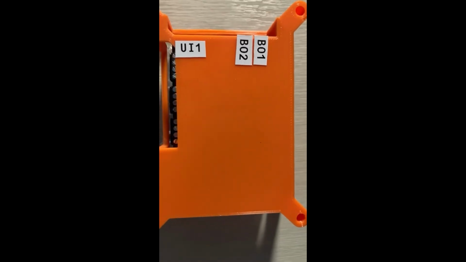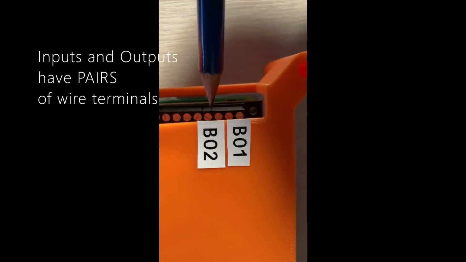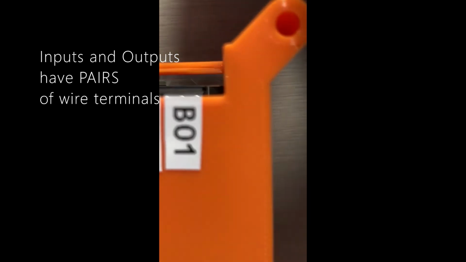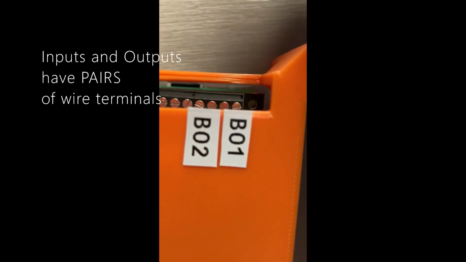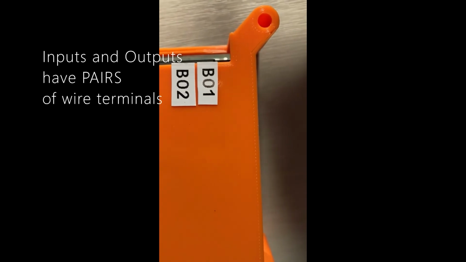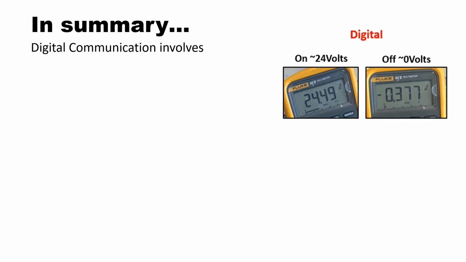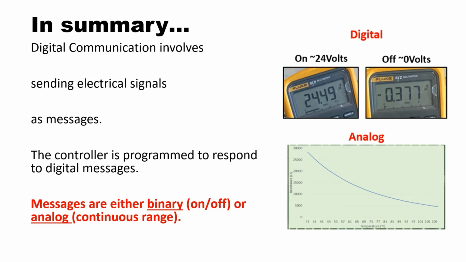And one more thing, did you notice that the inputs and outputs come in pairs of terminals? That is because an electrical signal flows through one terminal and out the other. The voltage measurement through the relay is a good example of why there are two terminals per output. In summary, digital communication involves sending electrical signals as messages. The controller is programmed to respond to those digital messages, and messages are either binary, on, off, or analog, which represents a continuous range.